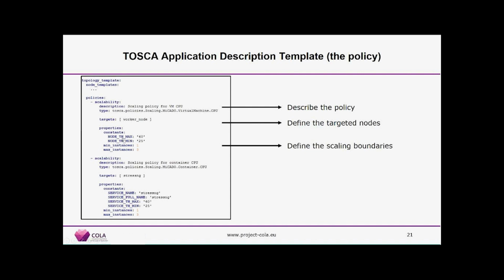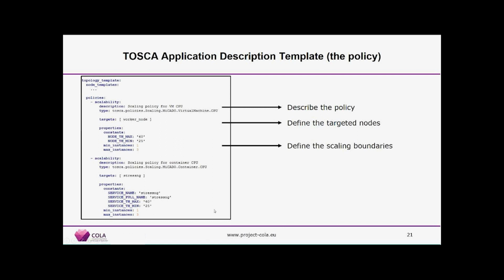So we have a node threshold max. That's the max CPU, 60%. We have a node threshold minimum. It's 25, so that's the lower boundary of CPU scaling. And then we have a minimum number of instances that MiCADO should maintain at all times. And we have a max number of instances that MiCADO should maintain, or that MiCADO should scale to, if necessary.